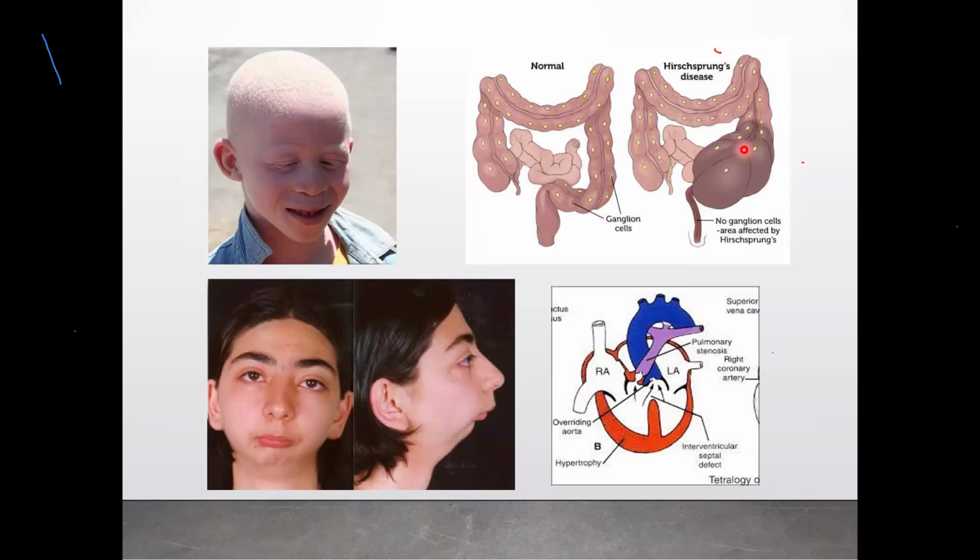So if you have absence of migration of those neural crest cells to the GIT to give you the enteric nervous system, you'll appreciate that now you'll have accumulation of food in the GIT. Due to that, we'll have an enlarged bowel, giving you Hirschsprung's disease, which is congenital aganglionic megacolon.